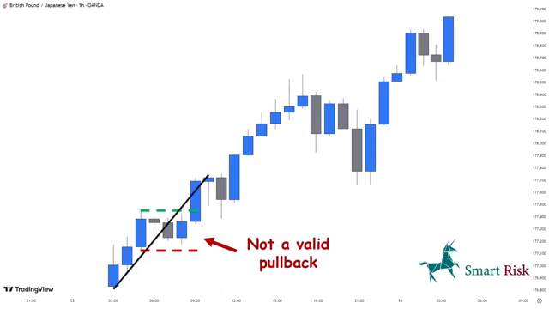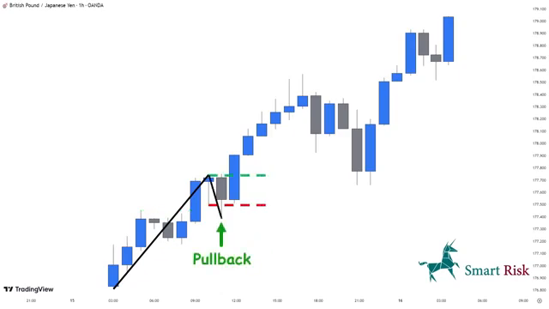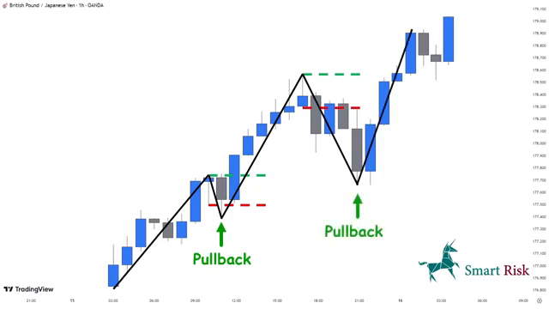To confirm a valid pullback, price must break below the candle that created the latest high. Following, we have a valid pullback because the low of this hammer candle that created our latest high is swept by this bearish candle. Again, we have this deep pullback that broke below the candle that created our latest high. The next pullback has occurred here by this doji candle that has taken the low of the previous candles.